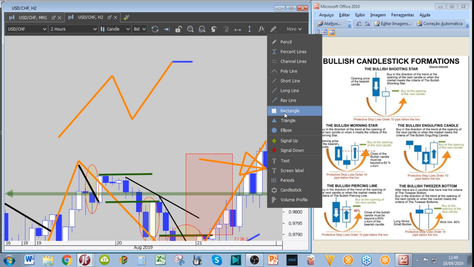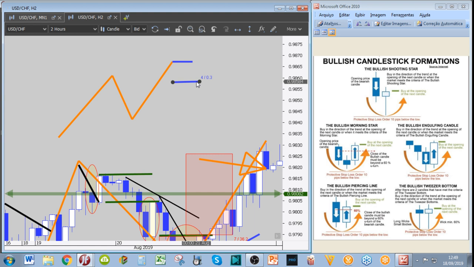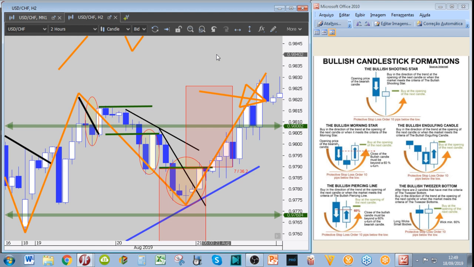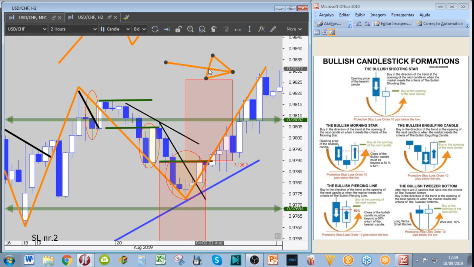Or what you can do is put your stop loss to break even and run the trend if it's going to continue. Okay, so those are two different techniques on how to manage the trade and where to take profits. There is no right or wrong.